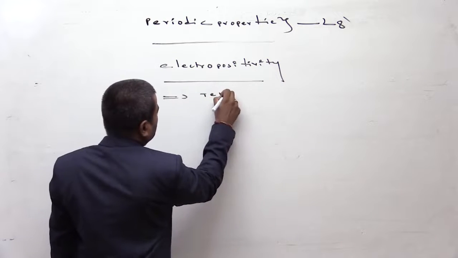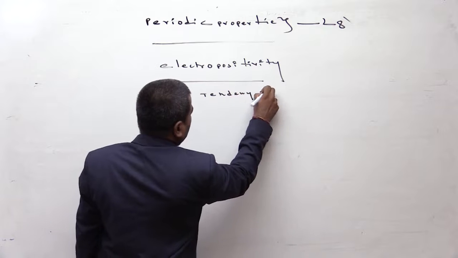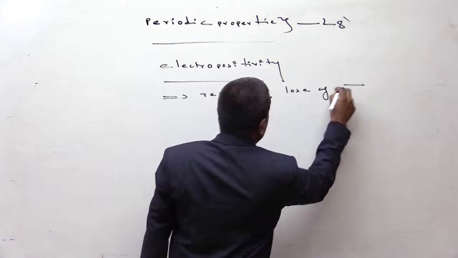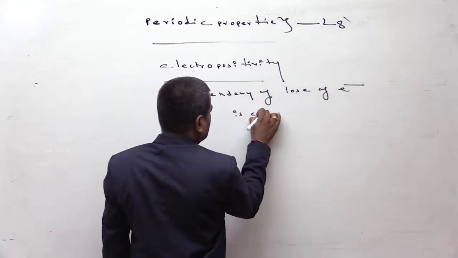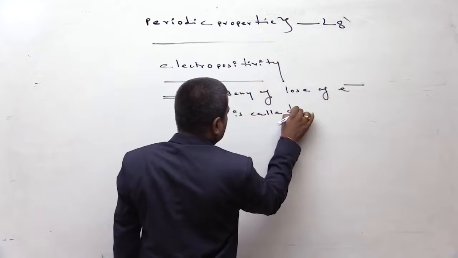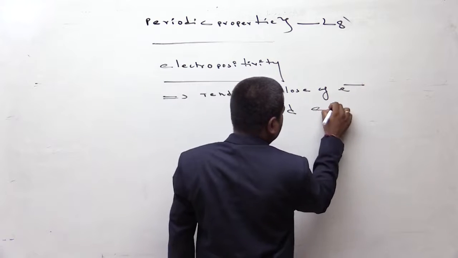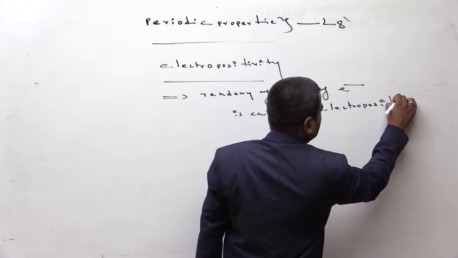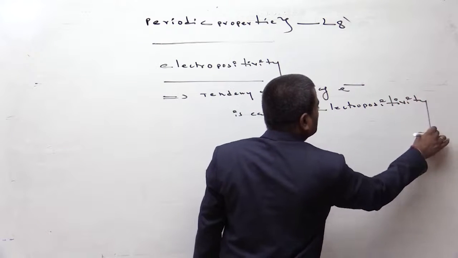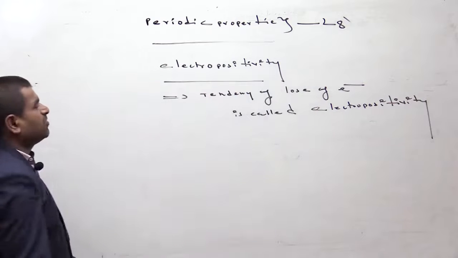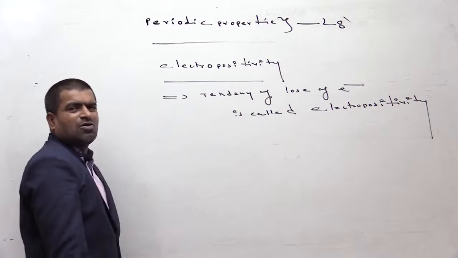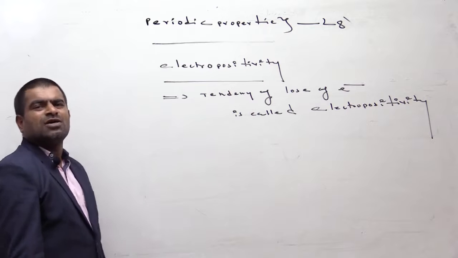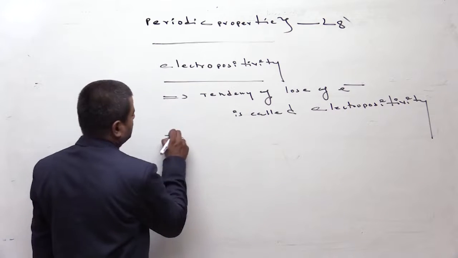Tendency of loss of electron is called electropositivity. Remember, in general, down the group electropositivity character increases, and along the period electropositivity character decreases.